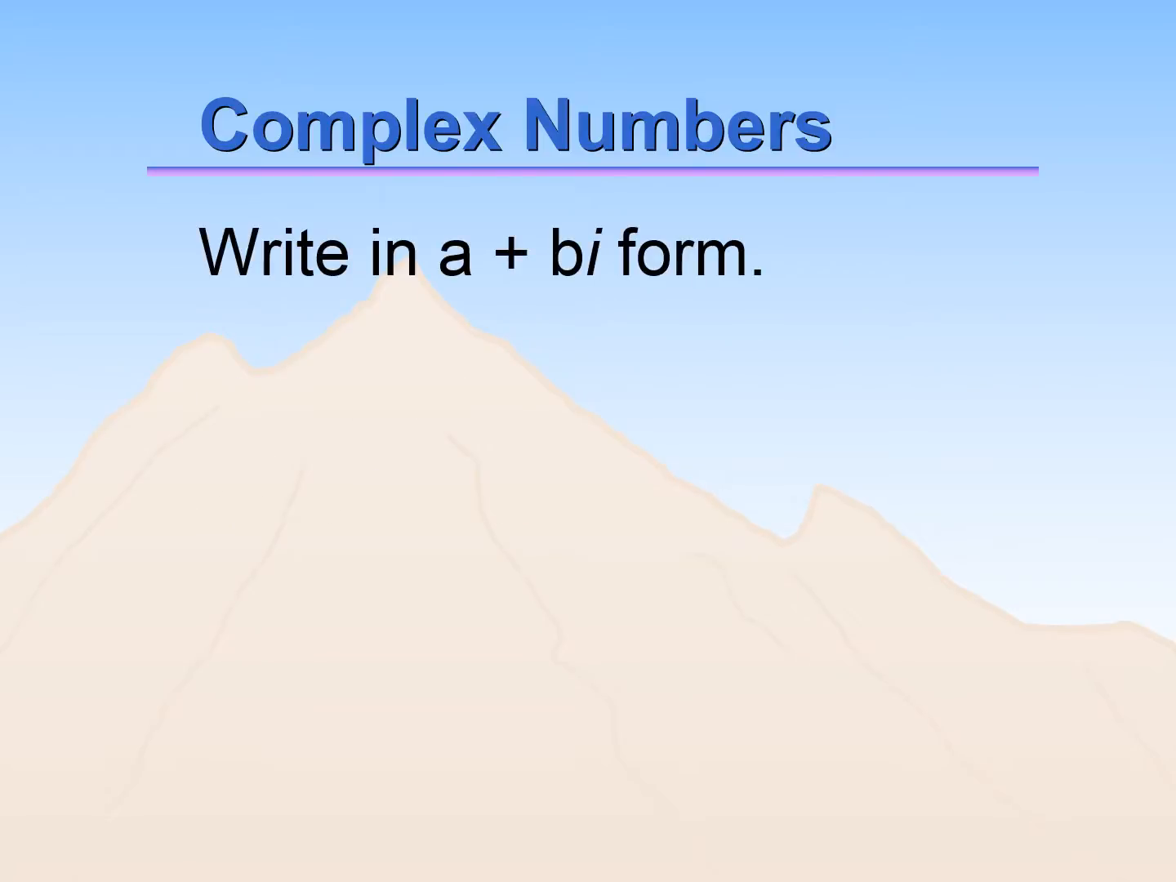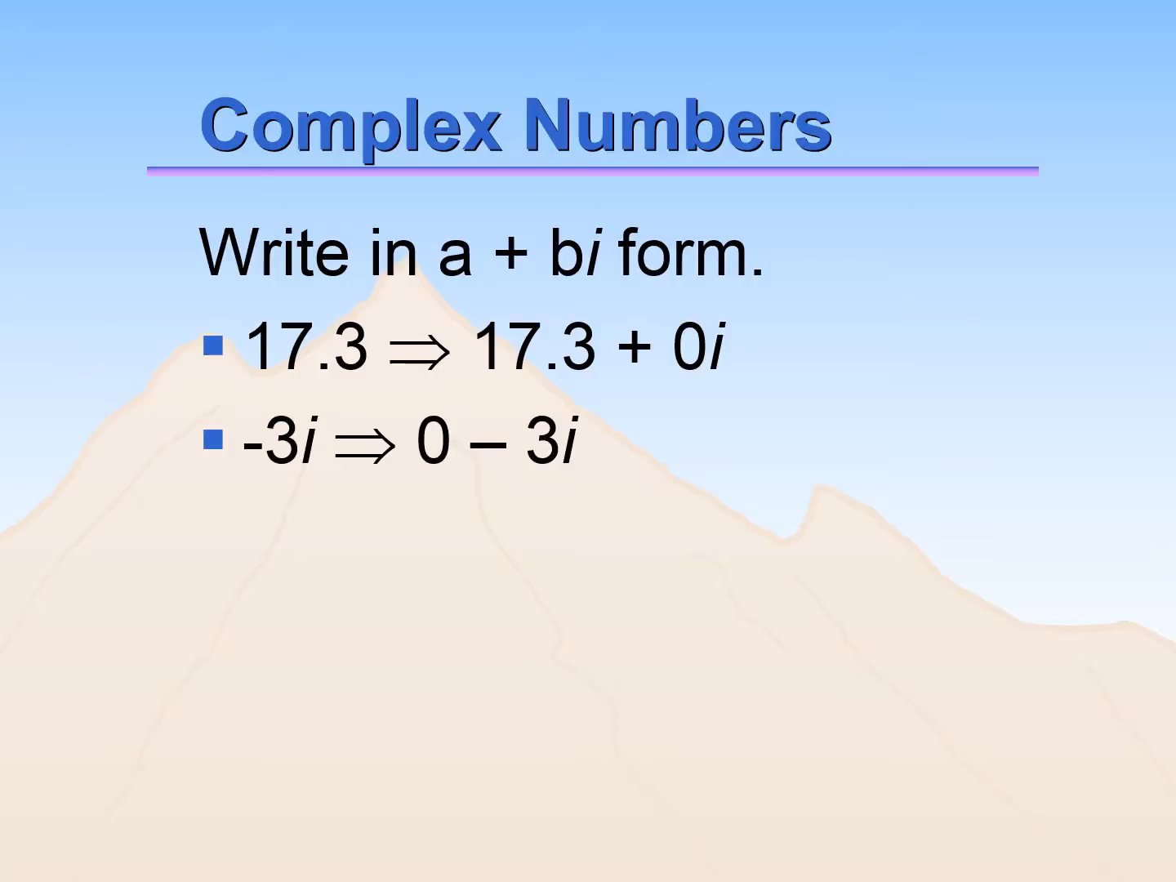All right, so let's practice. Let's write in standard form, which is a plus bi, where a is your real part and b is your imaginary part. So 17.3, that's a real number, so that's your a. So you have 17.3 plus 0i, because there's no imaginary part, so that means that your imaginary part was multiplied by 0. So this is in standard form here. All right, -3i. In standard form, that would be 0 minus 3i. So notice that the negative became your subtraction.